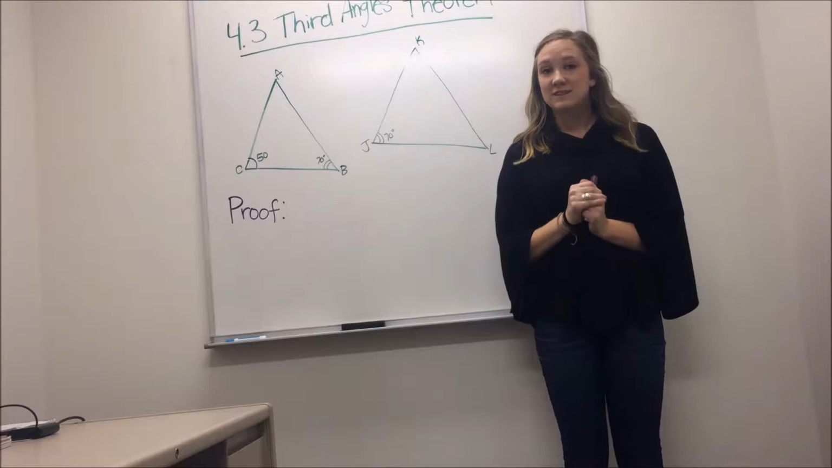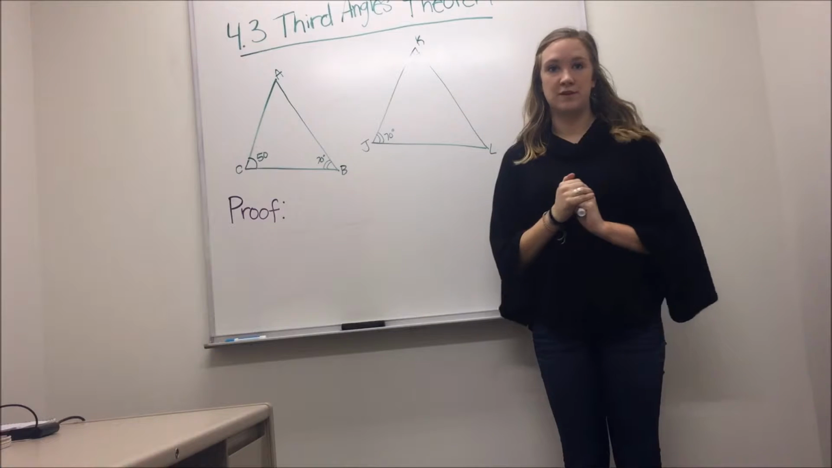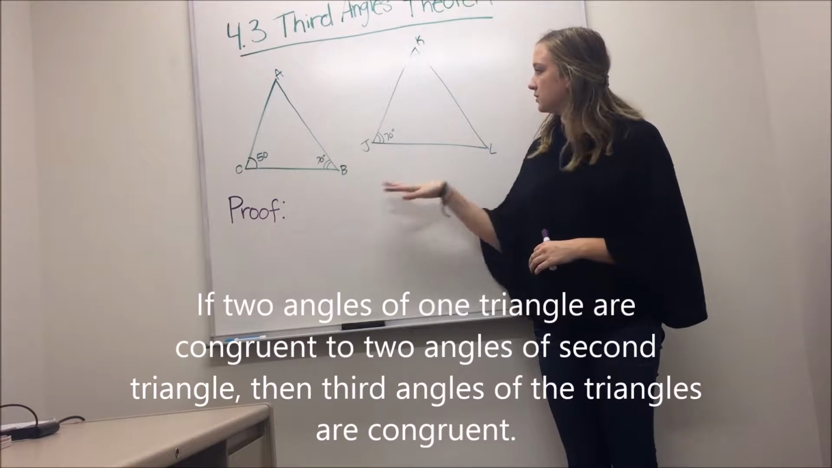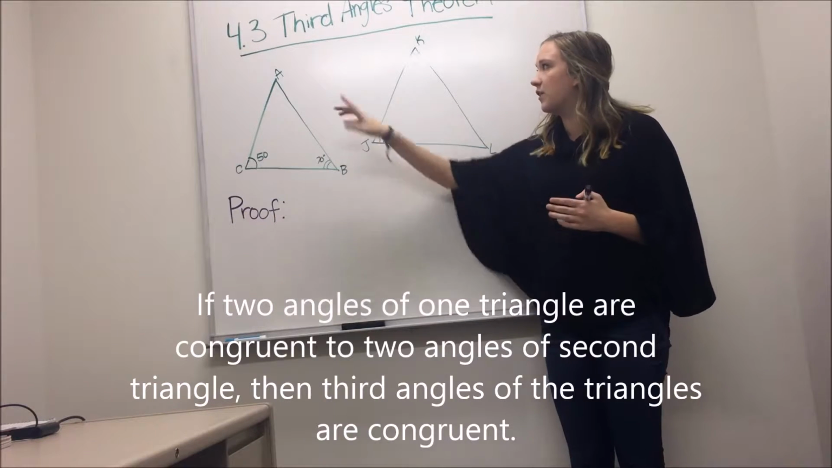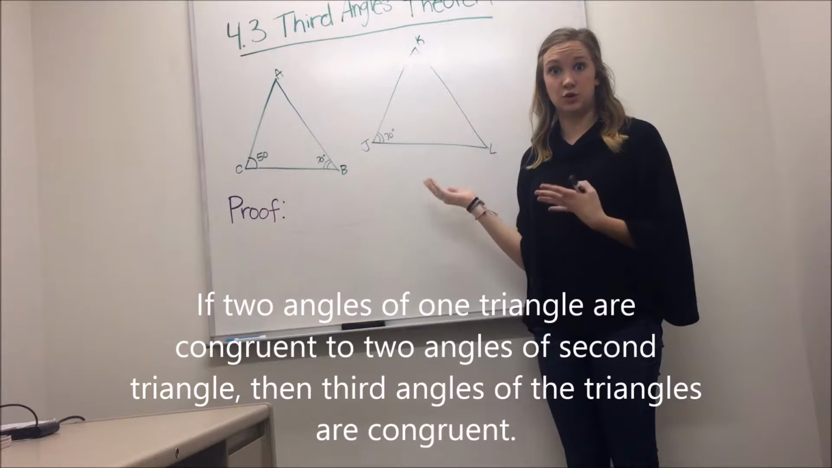Hello everyone, today we're going to be talking about the 4.3 third angle theorem. This theorem states that if two angles in one triangle are congruent to two angles in the other triangle, then that third angle must be the same size and congruent as well.